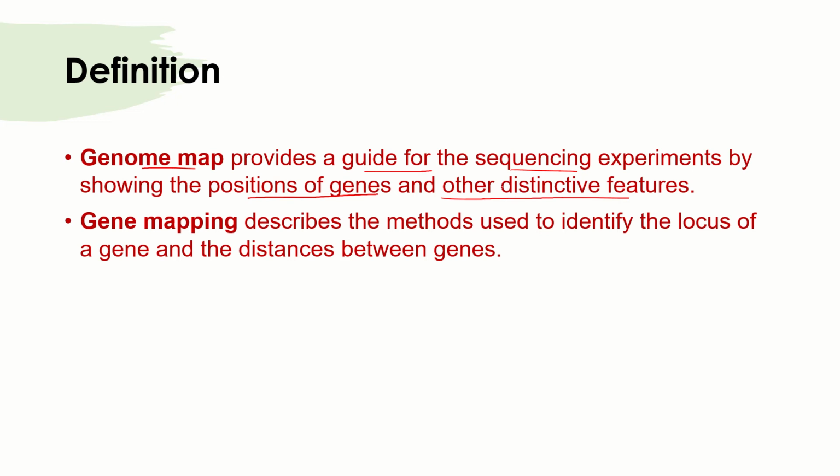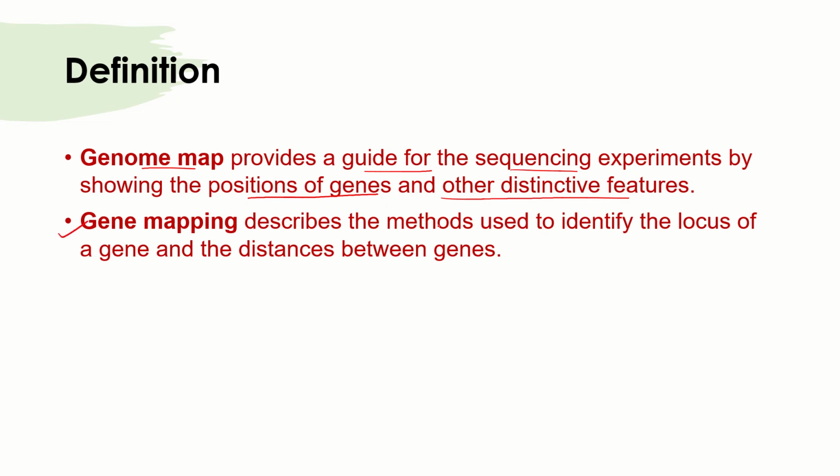So a genome map provides a guide for sequencing experiments by showing the positions of genes and other distinctive features. Means if I have a genome map of E. coli, I will have complete information about its genes, their location, and their sequence, the distances between different genes and all.